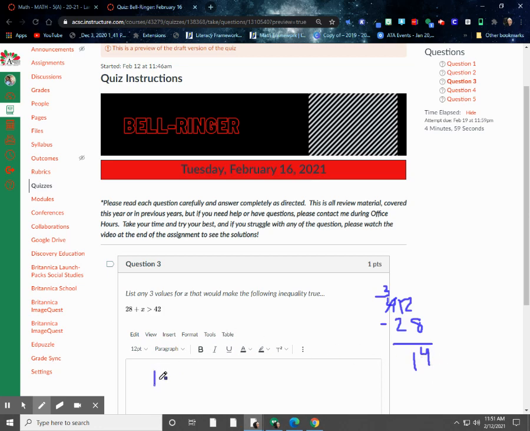So anything, I could have 15, 17, and 28. As long as whatever number I choose over here, any value greater than 14. We need x to be greater than 14. Anything greater than 14 would give us a correct answer. So as long as your numbers were greater than 14, those would all be correct.